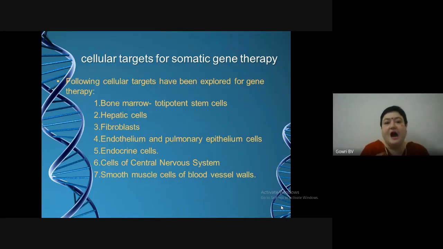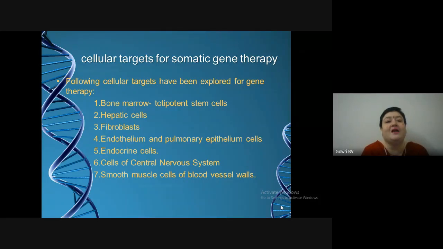If you see, they are bone marrow totipotent stem cells, hepatic cells, fibroblast cells, endothelium and pulmonary epithelial cells, endocrine cells, cells of the central nervous system, smooth muscle cells of blood vessel walls. I repeat again, cellular targets for somatic gene therapy.